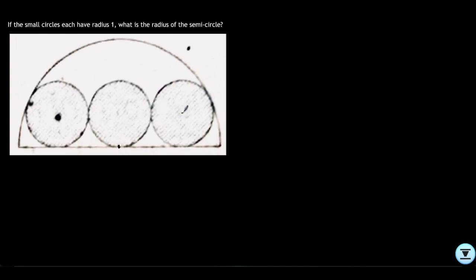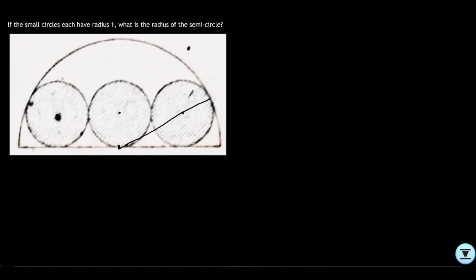And I know that these points here are going to denote the center of each of these small circles. And I'm going to construct a radius which goes through this point and this point here. So I'm going to do that now. And that's the radius I'm trying to calculate.